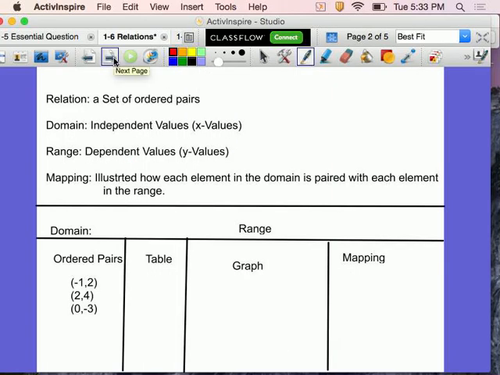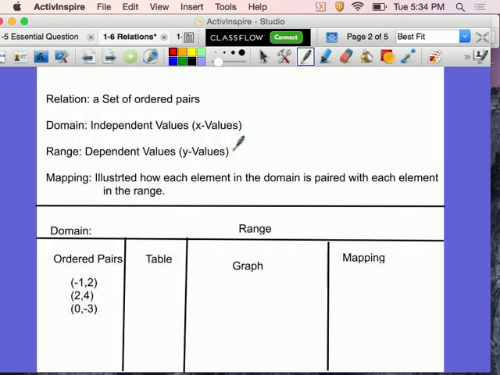Okay, so a relation is just a fancy way of saying a set of ordered pairs. The domain are the independent values, the x values. The range, they're the dependent values or the y values. So it kind of depends on what type of system you're in. If you're in a story problem, you're talking independent, dependent variables, which we'll review. If you're in just kind of a plain numbers section, you might be thinking x and y. So either one, depending on the situation. Mapping is just an illustration of how each element in the domain, or the x values, is paired with each element in the range, or the y values.